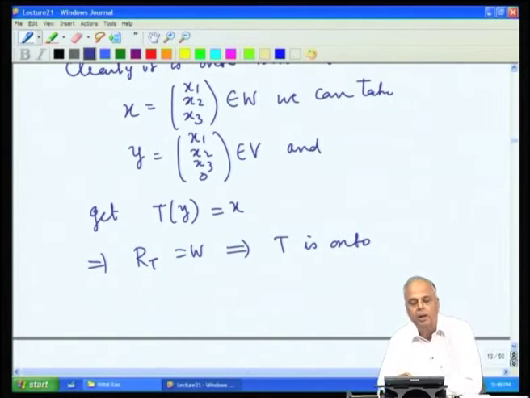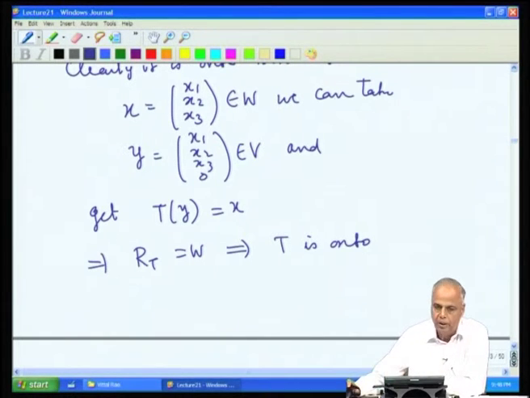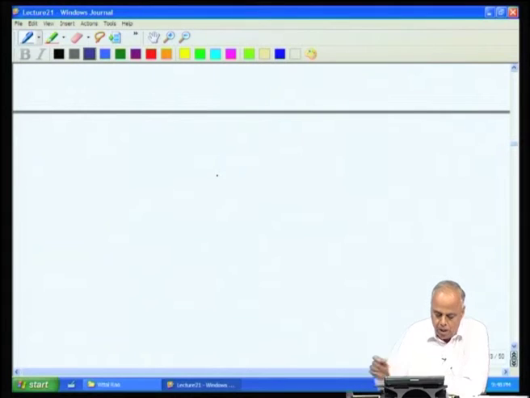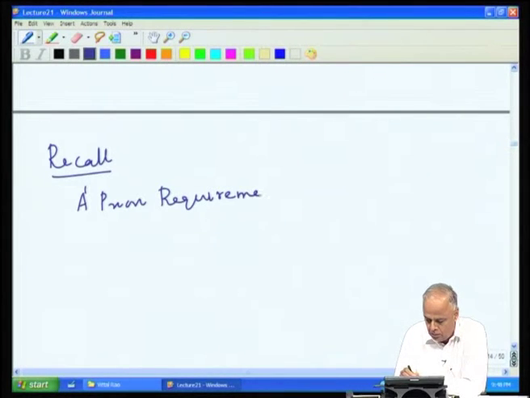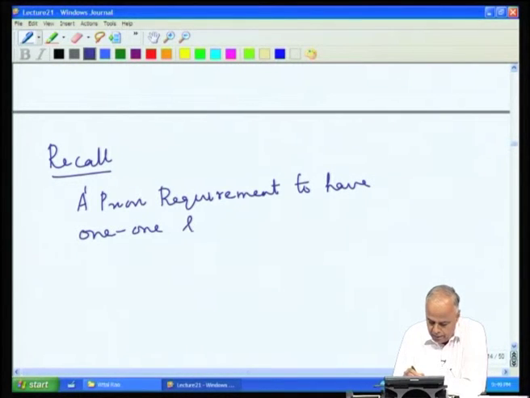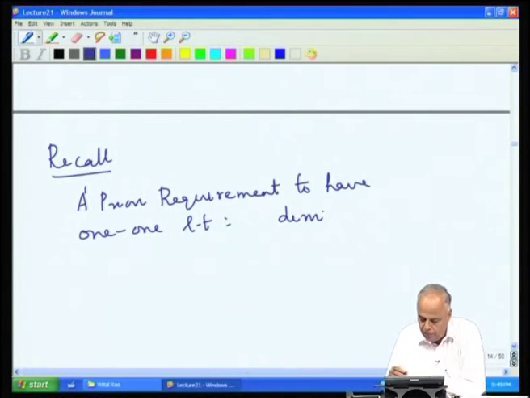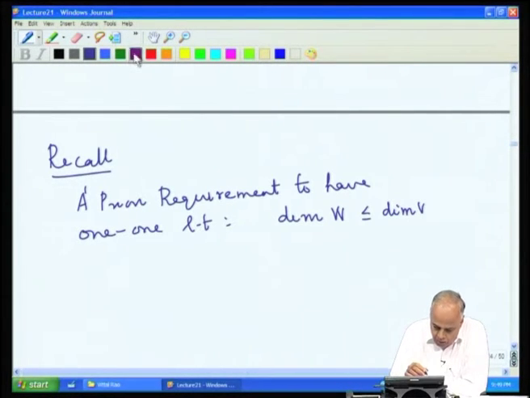And as observed earlier, in this case we have dimension of V is greater than or equal to dimension of W. So, now therefore, recall a priori requirement to have 1-1 linear transformation was that the dimension of V, dimension of W was less than or equal to the dimension of V. I am sorry, this is onto. So, let us summarize both of them carefully.